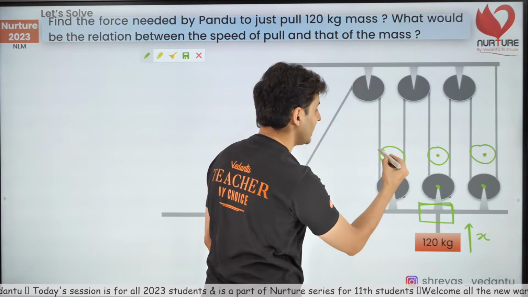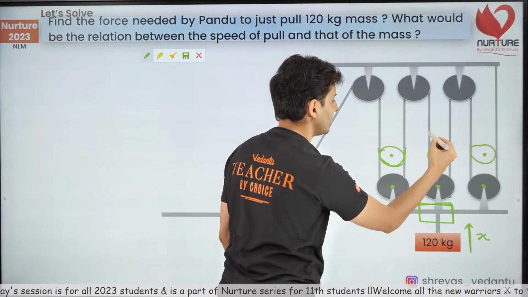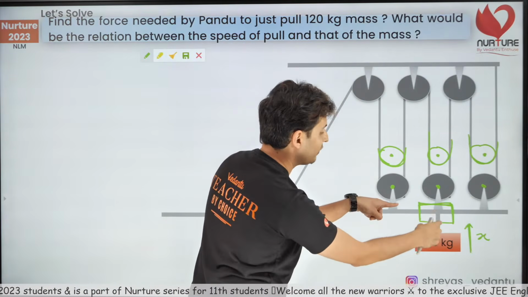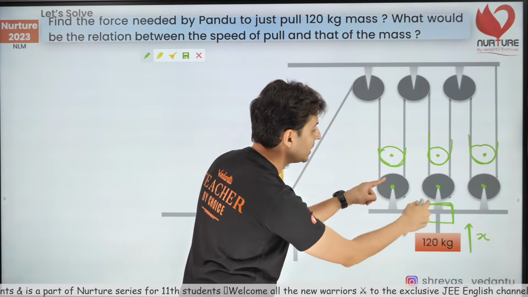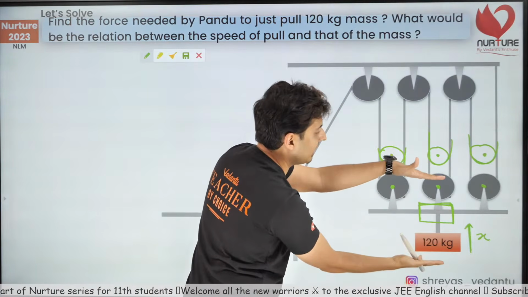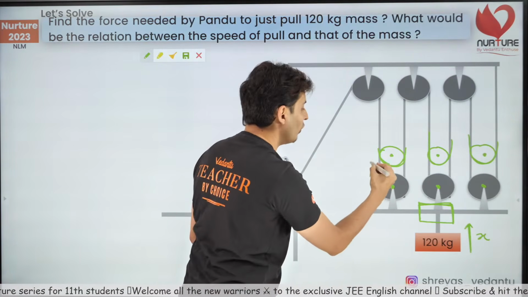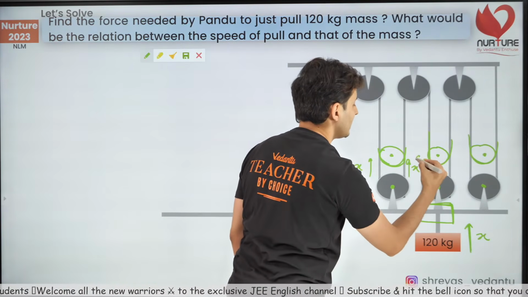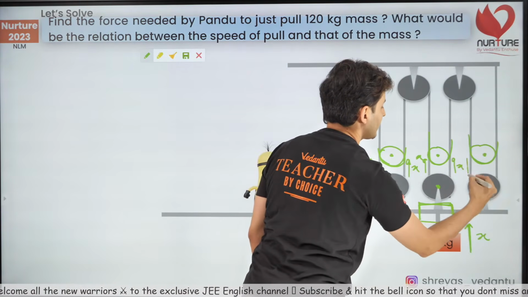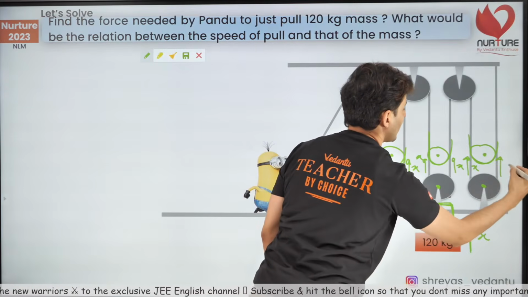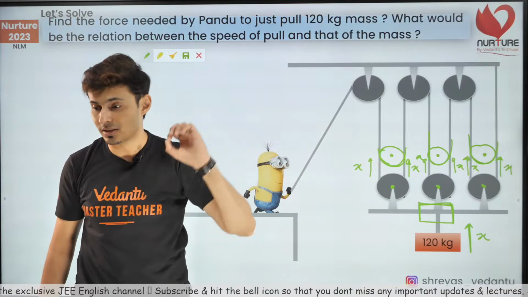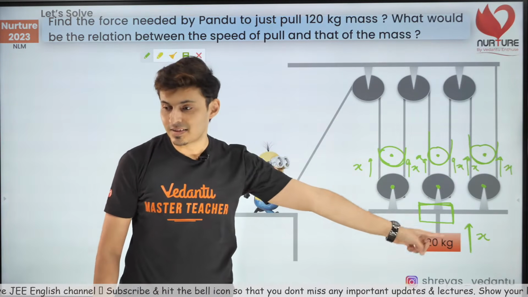So think this way, guys. The string is now here like this. So the platform, the string, the block and the pulleys all are going to move up and down by the same amount. So won't this also be x, x, x, x, x and x? How many x's you got? 6 x's you got?